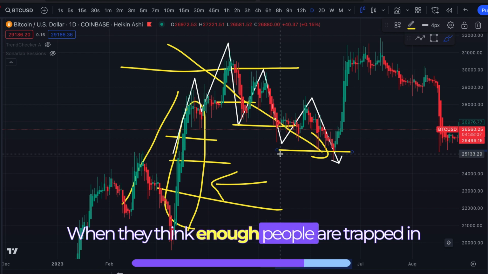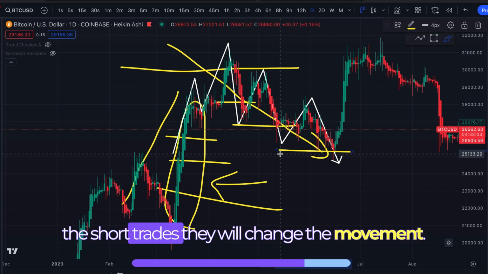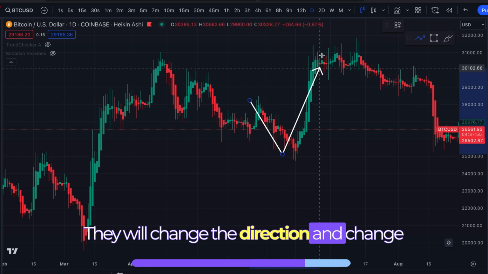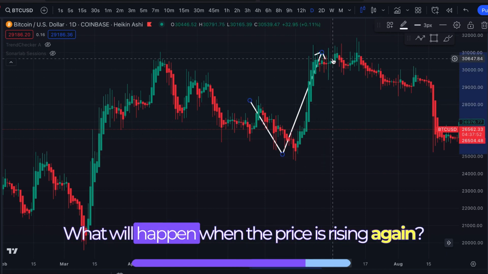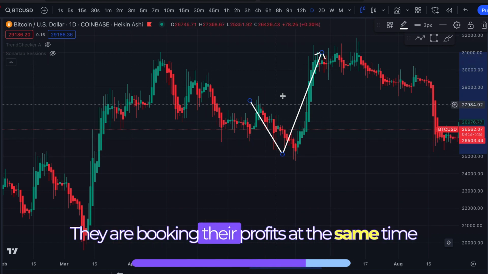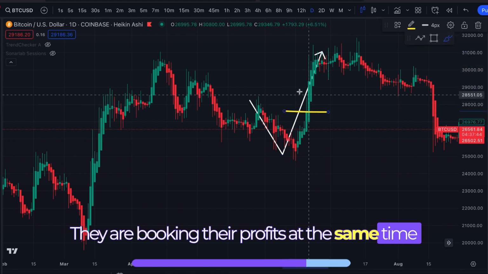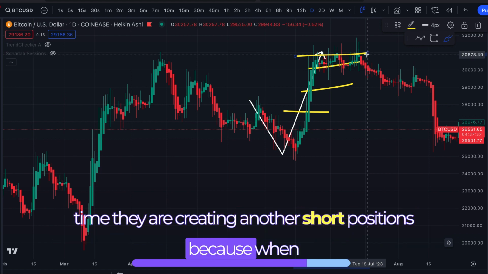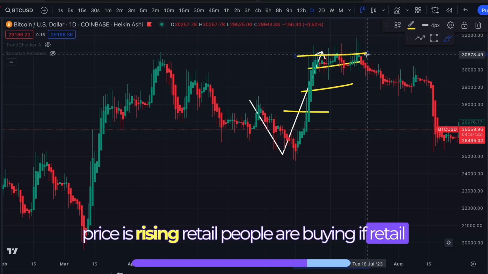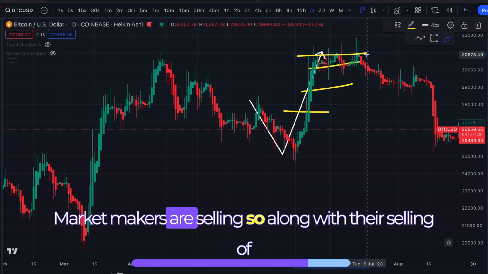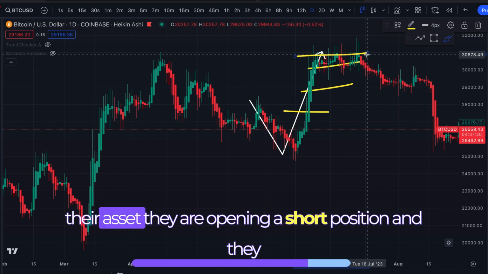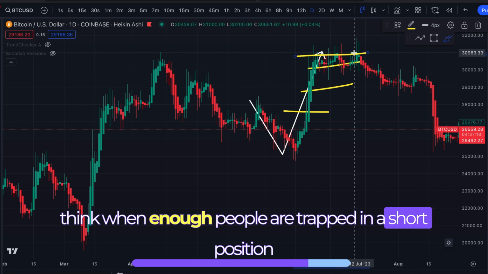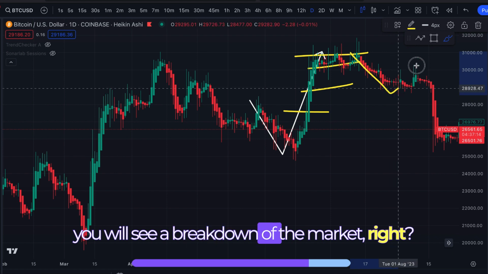When they think enough people are trapped in the short trades, they will change the movement, they will change the direction, and change the move. The price will rise again. What will happen when the price is rising again? They are booking their profits, at the same time averaging down, DCA-ing down their profits. At the same time they are creating other short positions, because when price is rising, retail people are buying. If retail people are buying, who is selling? Correct, market makers are selling. So along with selling their asset, they are opening a short position, and they think when enough people are trapped in a short position, you will see a breakdown of the market, right?